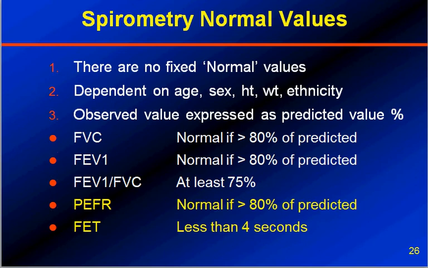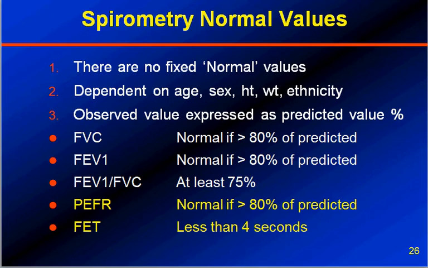As far as spirometry is concerned, there are no fixed normal values, just like a blood pressure of 120 by 80, or a heart rate around 80. So there are no normal values. The normal value of a spirometry result depends on various variables like the age, the sex, the height, the weight and the ethnicity. The observed value is always expressed as the percentage of the predicted value for a given patient of that particular age, gender, height, weight and ethnicity.